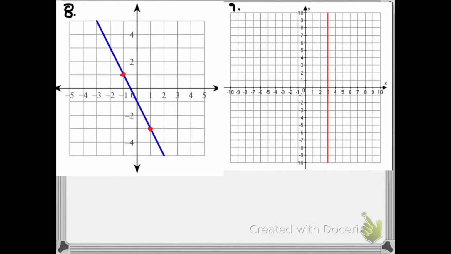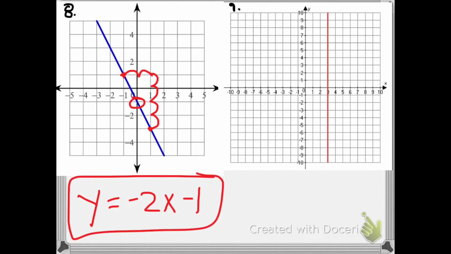So for number 8, your slope is going to be negative since the line is going downward. So 1, 2, 3, 4, 1, 2. So your slope is actually going to be negative 2, since 4 divided by 2 equals 2, and then since it's a negative, it's negative 2. So that's your slope. And then the line crosses the y-axis at negative 1. So your b is negative 1. So this is your equation.